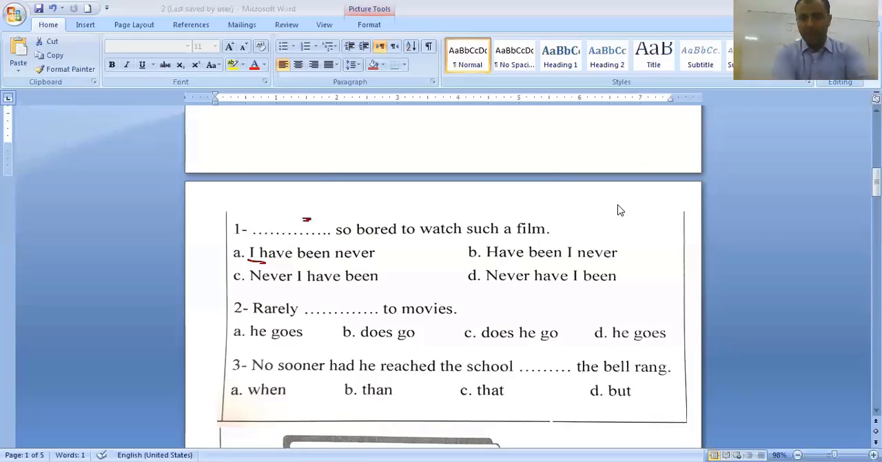Khalid, please help me with this sentence. I need you to choose the correct answer here. Which one of these 4 choices is the correct inverted sentence, okay? Which one, Khalid? I have never been, I have been never, have been I never, never I have been, never have I been.